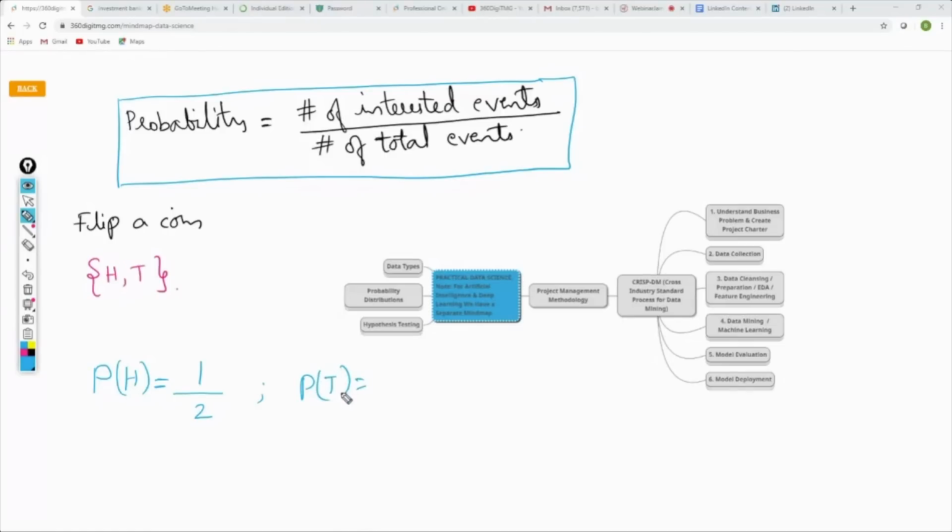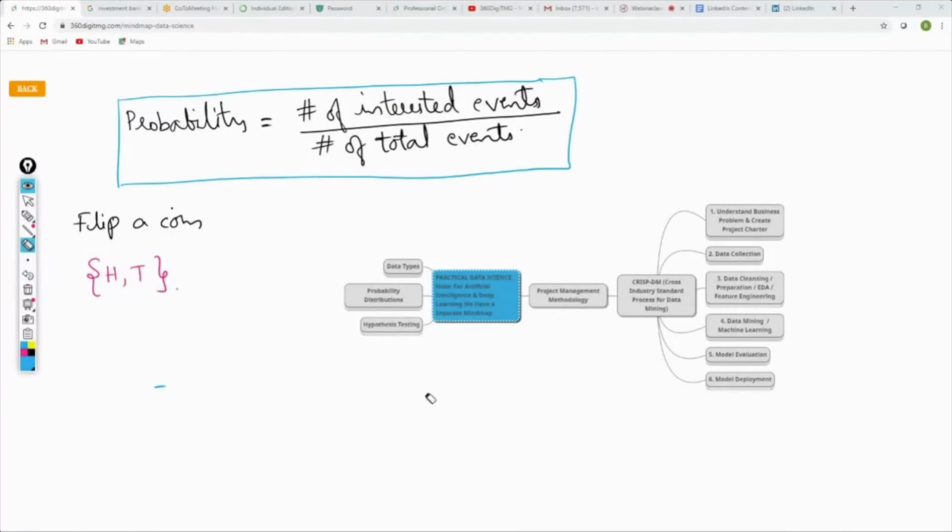The tail that you see here is a single event. So the number of interested events is 1. There is only one single event, because you're speaking about tail, which is one event, divided by the total number of events. In total, how many events do we have? We have 2 events, head and a tail. That's it. This is basic probability. Very simple, very straightforward. Nothing to be scared of.